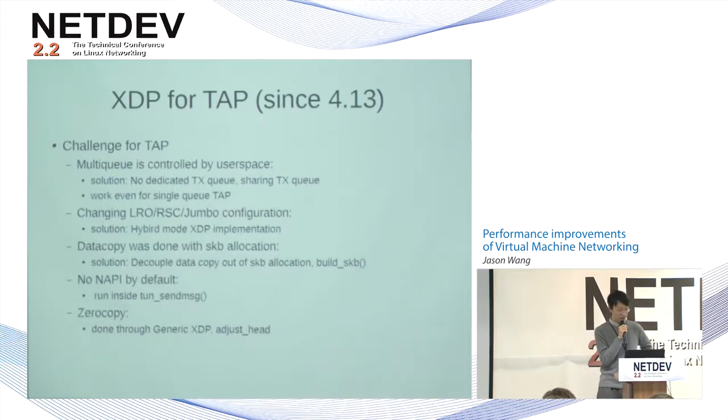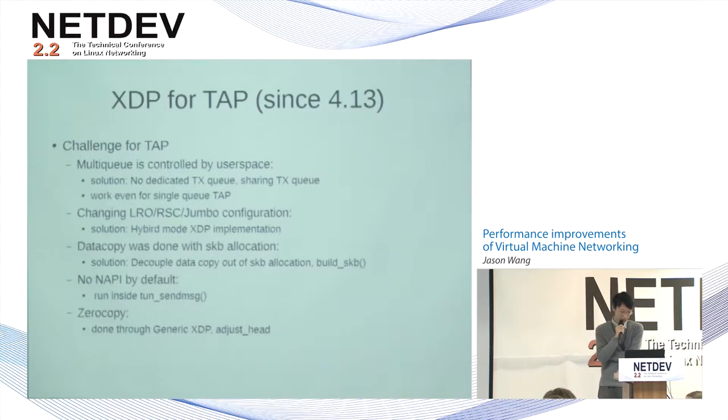And the next challenge is that usually the data copy was done with the SKB allocations for tap. So we solve this by decoupling the data copy out of the SKB allocation through the build SKB. In this case, we can first copy the packet and then do the XDP stuff. And if we want to use SKB, we can try to build it through build SKB.